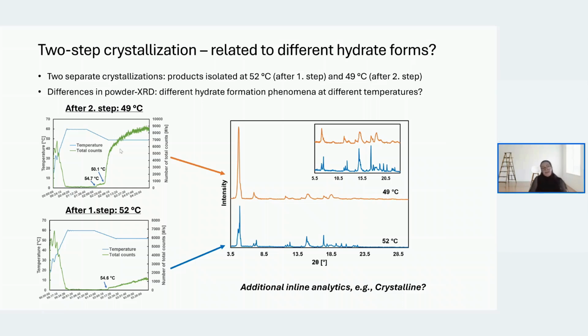At that time we had only the FBRM sensor as an inline analytical tool, but obviously later on, for instance Raman spectroscopy or other additional inline analytical tools could definitely provide more information on what is really happening there.